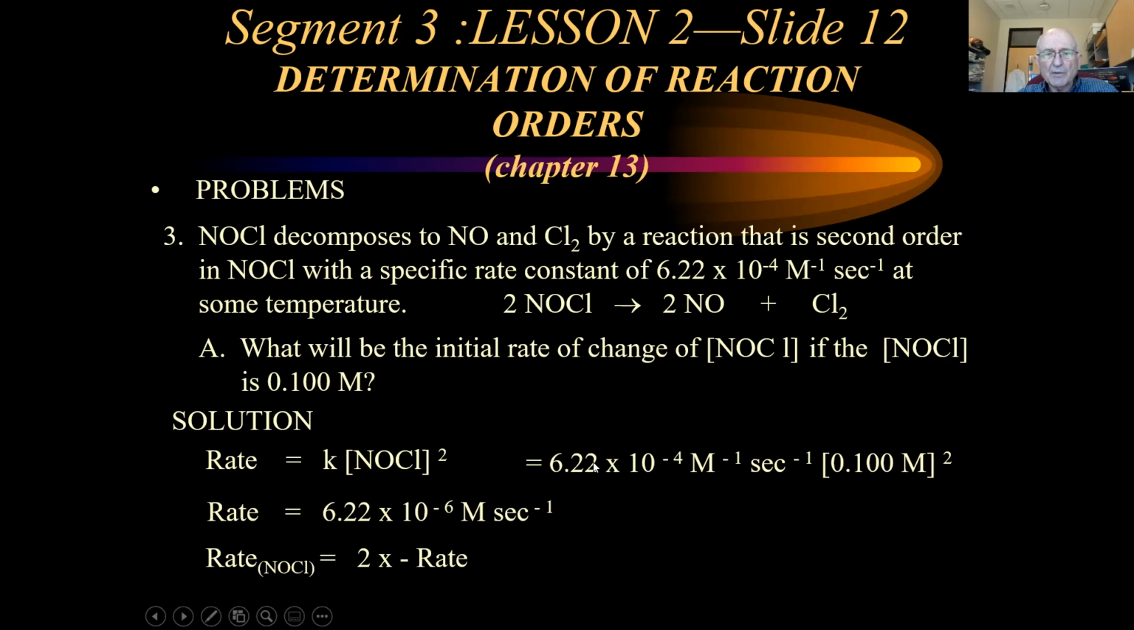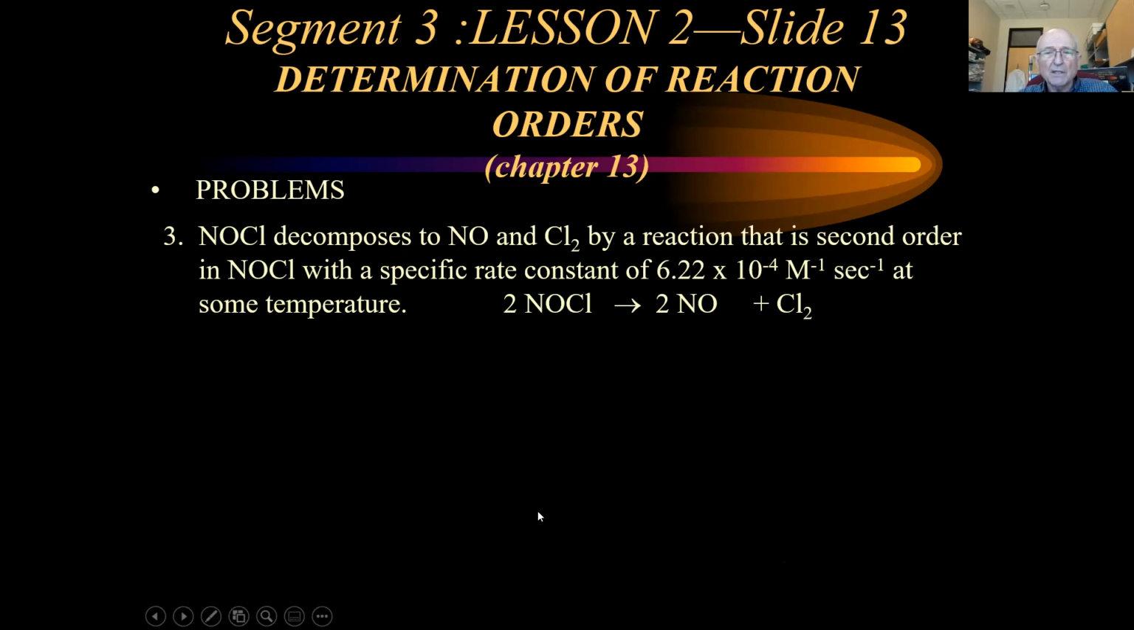Now, remember that's the rate of the reaction. But this thing is going twice as fast, so I have to multiply it by 2. So the rate of NOCl is just twice the rate of the reaction, would be this number. The rate of formation of NO would be the same number, but with a positive sign, and chlorine would be half as much.